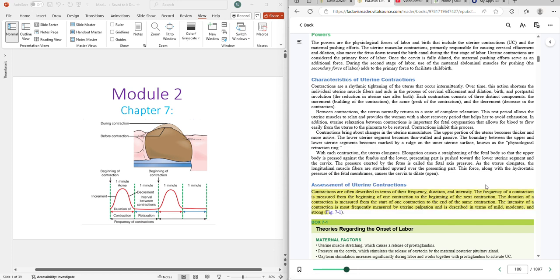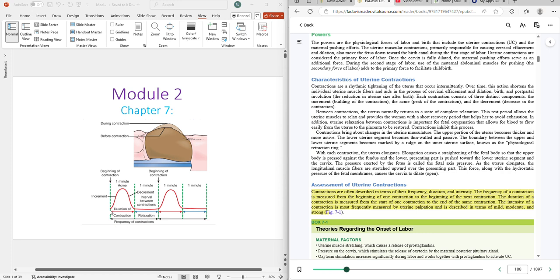So the frequency of a contraction is measured from the beginning of one contraction to the beginning of the next contraction. If you look over here, it shows you the frequency of contractions, and this is in your book on page 189. So the frequency starts here and goes all the way to here. The beginning of one contraction to the beginning of another contraction is called the frequency.